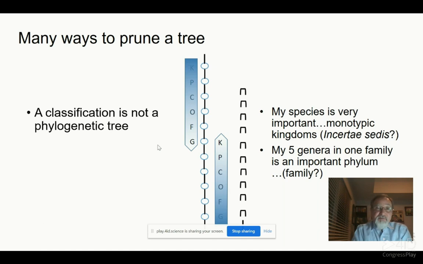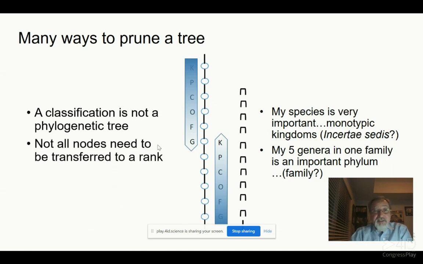A phylogenetic tree tries to reconstruct the evolutionary history of a group, the protists, for example, and you will end up having quite a lot of nodes and stems and branches. But does it all need to be turned into a classification, and do all of the nodes need to be named? I think often we need to accept that not all nodes necessarily need to be ranked, even though all the nodes need to be named, probably.